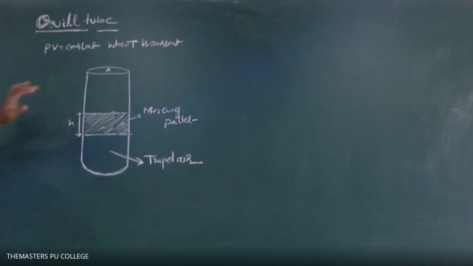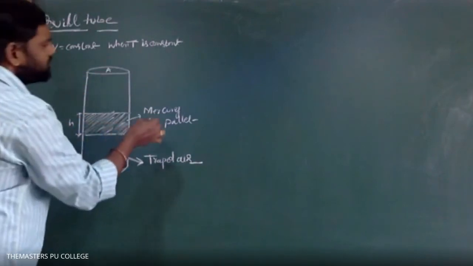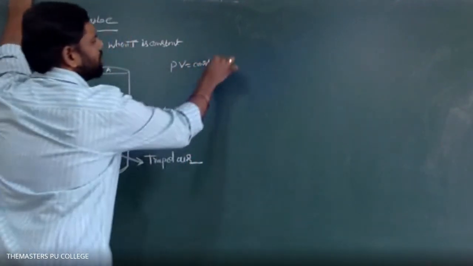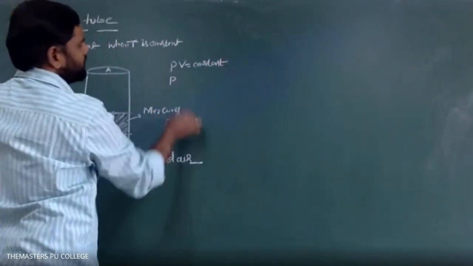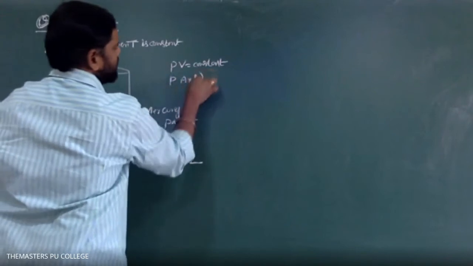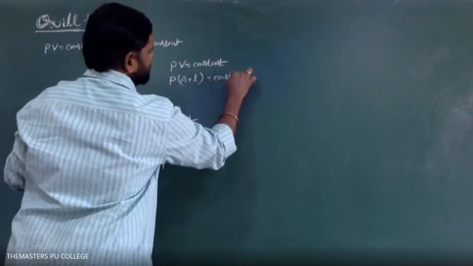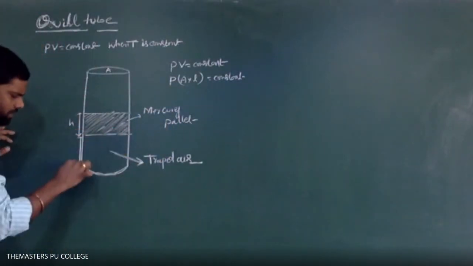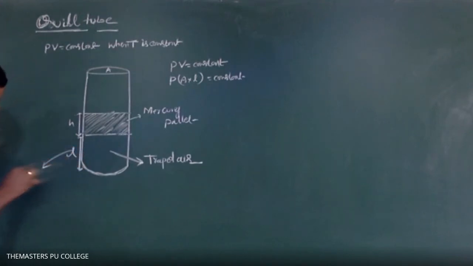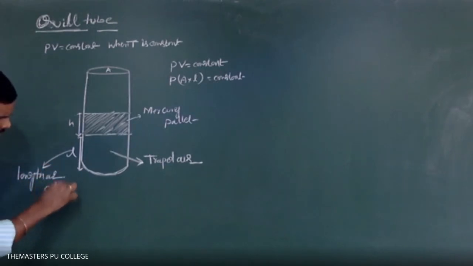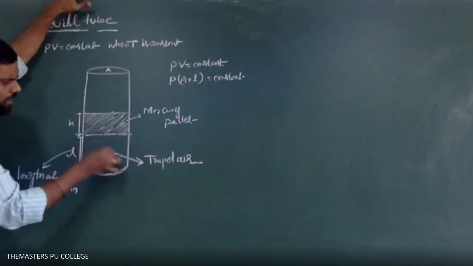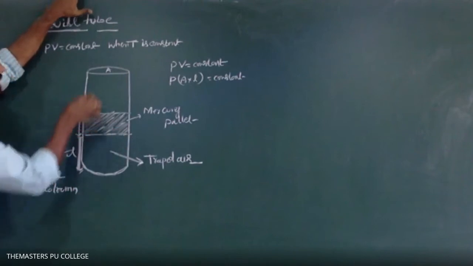So this is how to prove PV equals constant. Have a look at it. Volume can be written as area into length, so P into area into length equals constant. Here L is nothing but the length of the air column. So the volume of this air column is the length of the air column into the area A of the capillary tube.